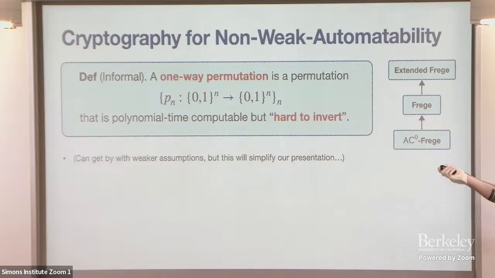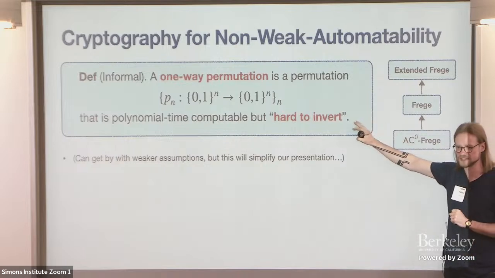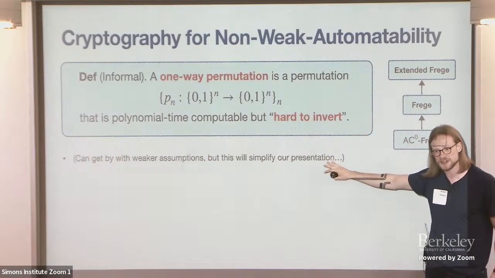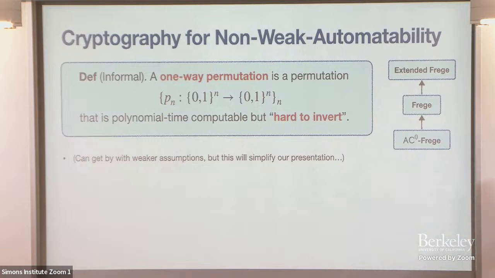I mean that if you give me some string in the image, it's going to be hard for me to find something in the pre-image on average. It turns out that if this is true, it's hard to even predict some bit in the pre-image on average. This is a pretty standard cryptographic assumption that these things exist. I'll say that this is stronger than necessary, but it simplifies the presentation a little bit.